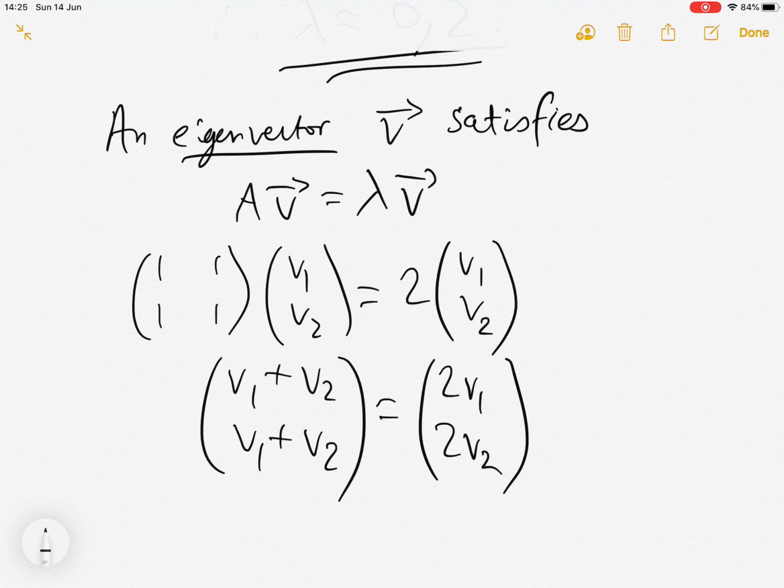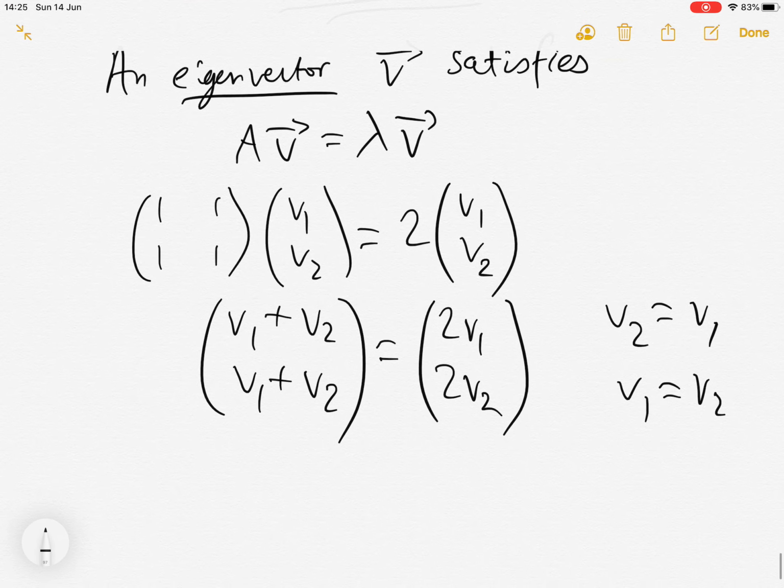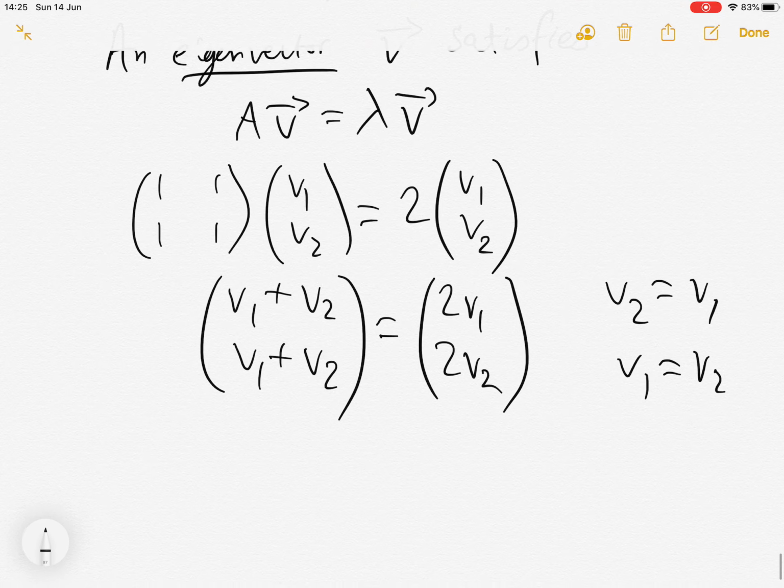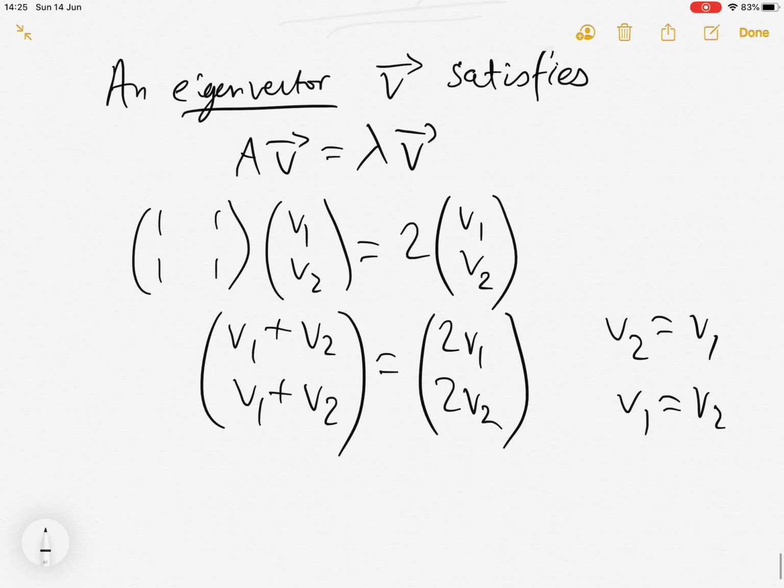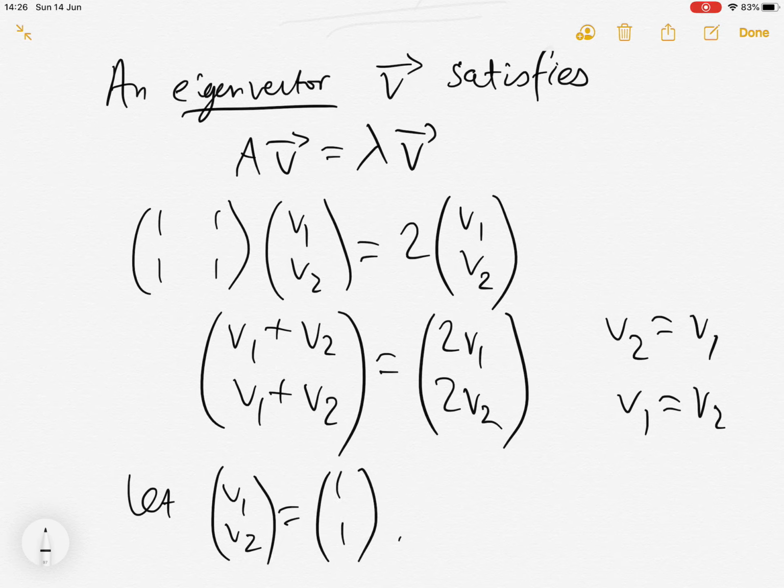So this gives us two equations we can solve. The top row gives us V2 equals V1, and the bottom row gives us V1 equals V2. So we need V1 and V2 to be the same thing. But other than that, it doesn't matter what we take them to be. So we could choose V1, V2 to be 1, 1. So that's an eigenvector corresponding to the eigenvalue 2.